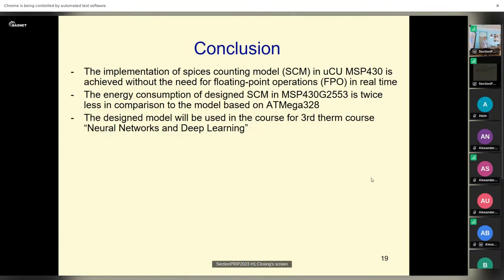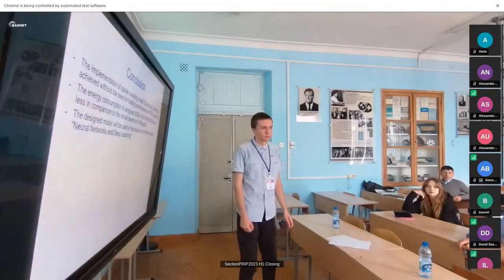Conclusion: the implementation of the spike counting model at a speed of 430 is achieved without the need of floating point operations in real time. The energy consumption at the same speed is twice less in comparison to the model based on Atmega328. Any questions? Thank you for your attention.